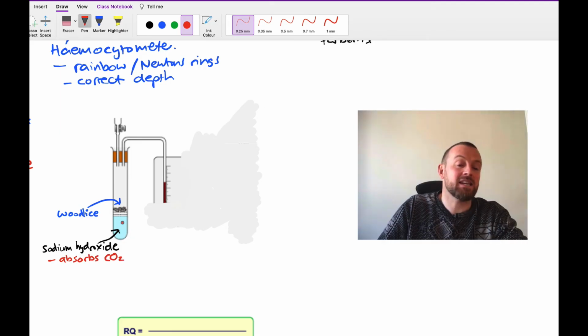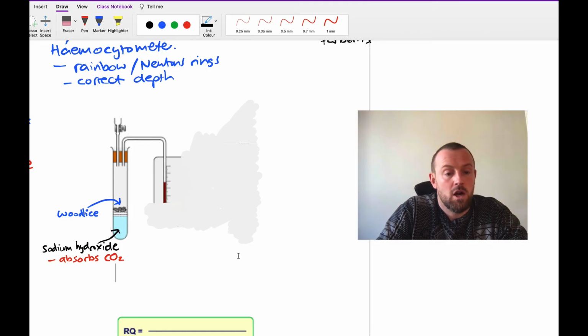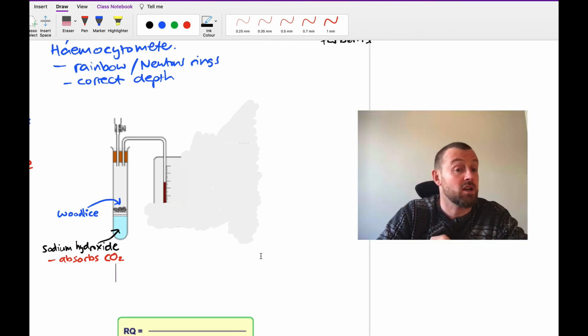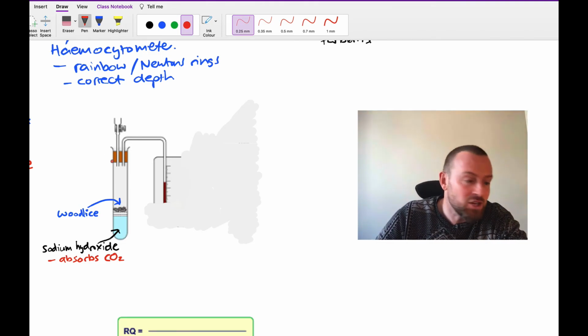So now any CO2 that is produced by these wood lice that are probably respiring aerobically is absorbed, which means that oxygen is being taken in, and any carbon dioxide that's been produced to replace it is also being taken in by the sodium hydroxide, which means that the pressure in here decreases.